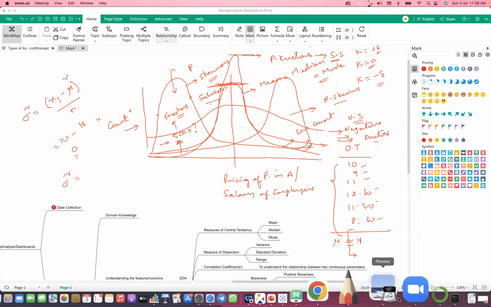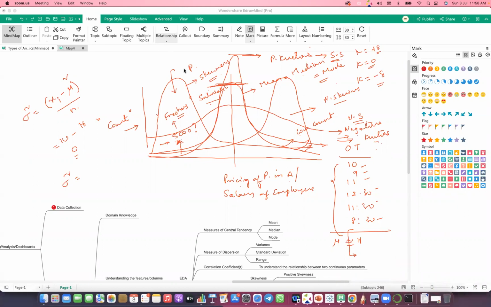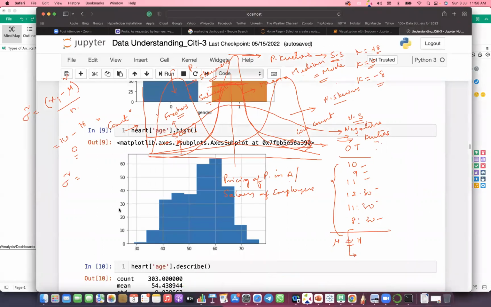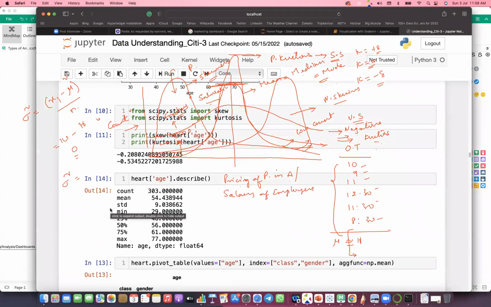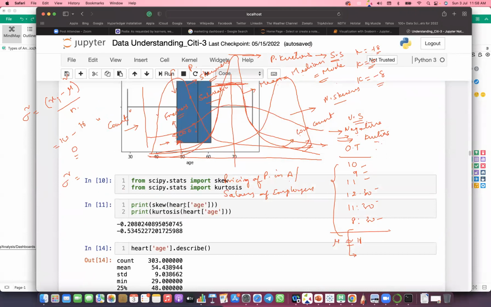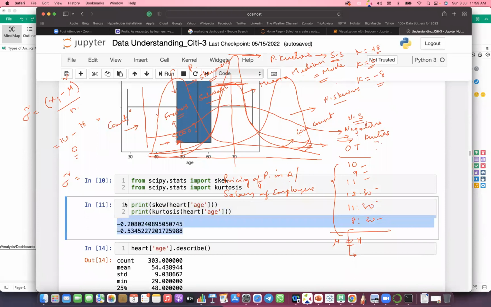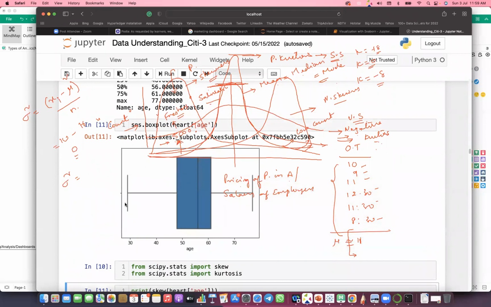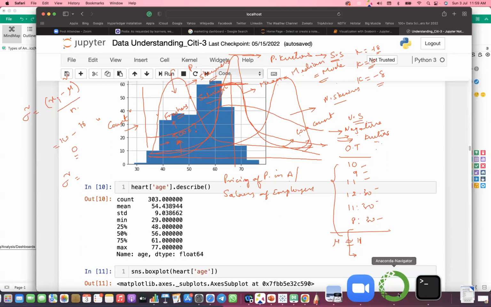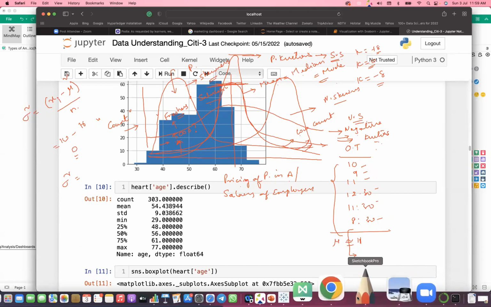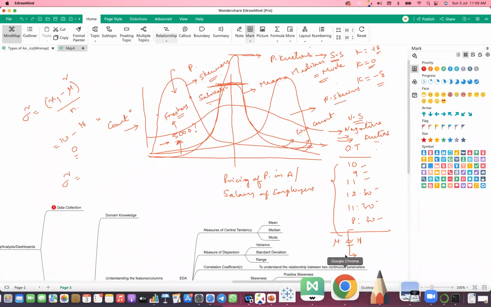Let me show you in the coding. You are able to see skewness and kurtosis here, the skewness value. There is a negative skewness, and there is a negative kurtosis. Able to see this? We will discuss it in later classes, not right now. When we learn programming, I will explain these concepts. Now at a high level, are you able to understand this?